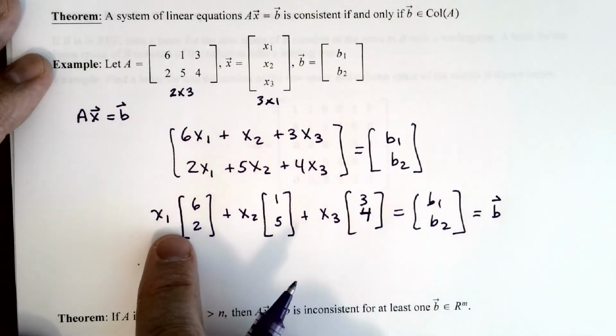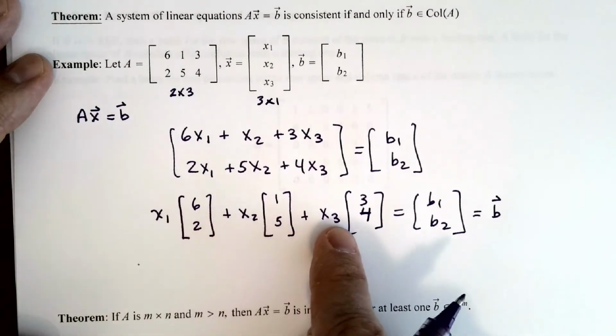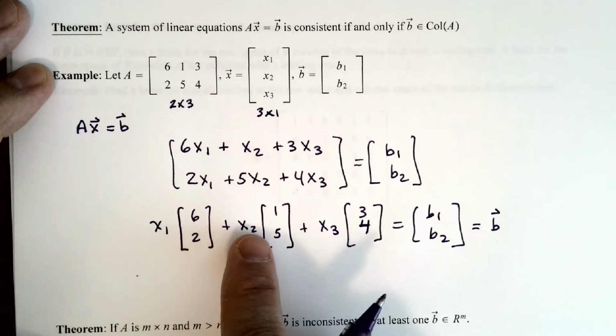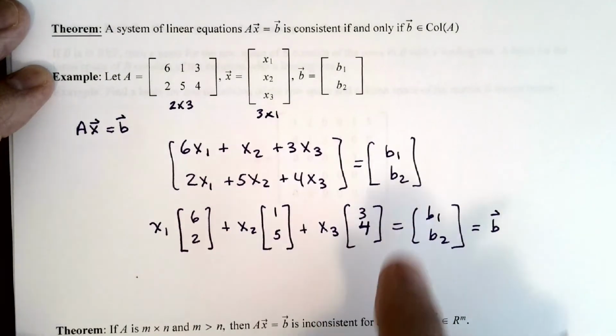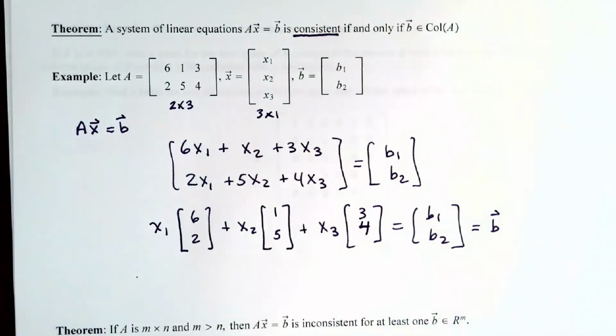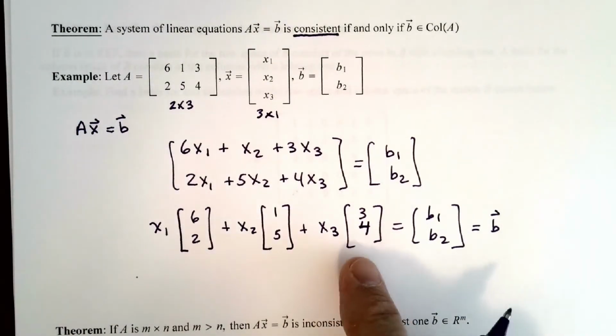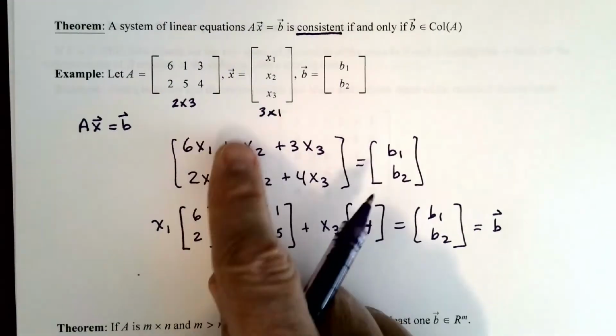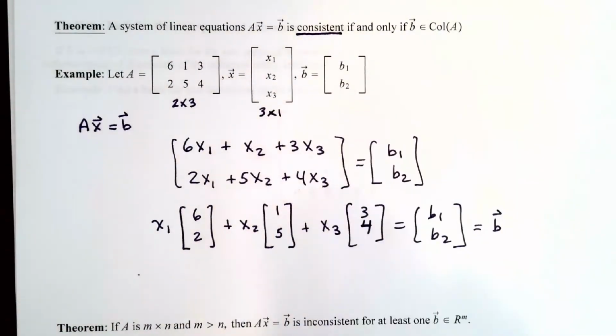And how do we know it can be written? Because x1, x2, and x3, we know there exists at least one set of x1, x2, and x3 that works, because we said this system is consistent, meaning there's at least one solution. There may be exactly one or there may be infinitely many, but we will always be able to write b as a linear combination of the columns of A. So the system Ax = b is consistent if and only if b is in the column space of A. I didn't really prove it in general, but that illustrates the way it would work.